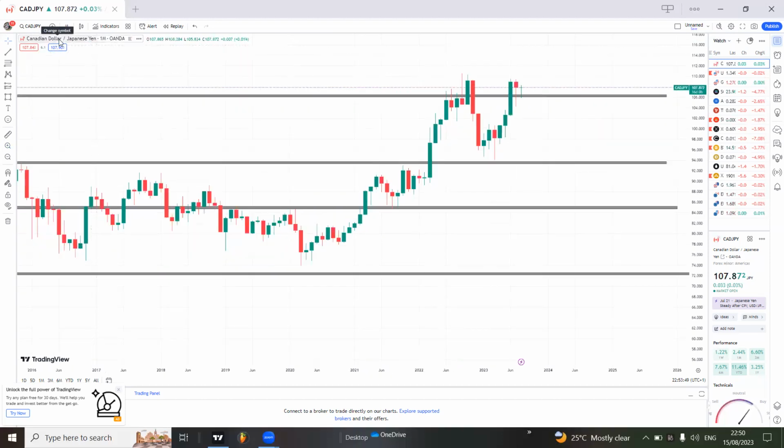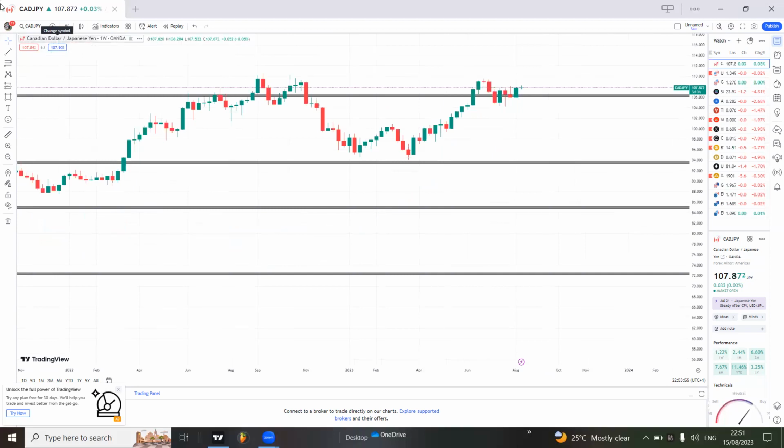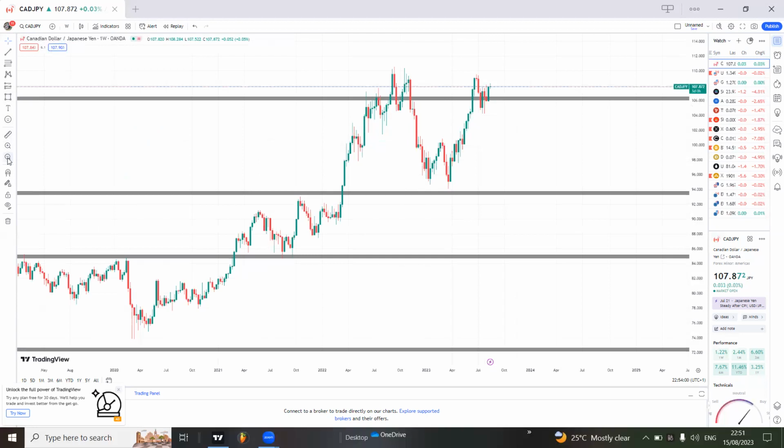So I've marked all these guys out on the weekly time frame. Let's go, I mean on the monthly. Let's go to the weekly time frame. So we're taking one step behind. That's what we call top-down analysis. We are taking one step behind.